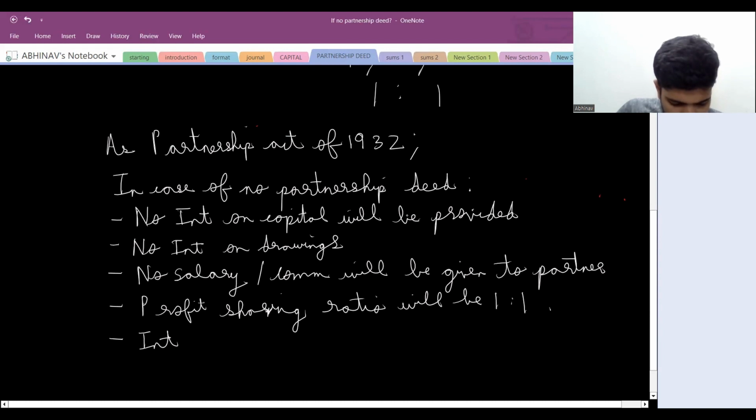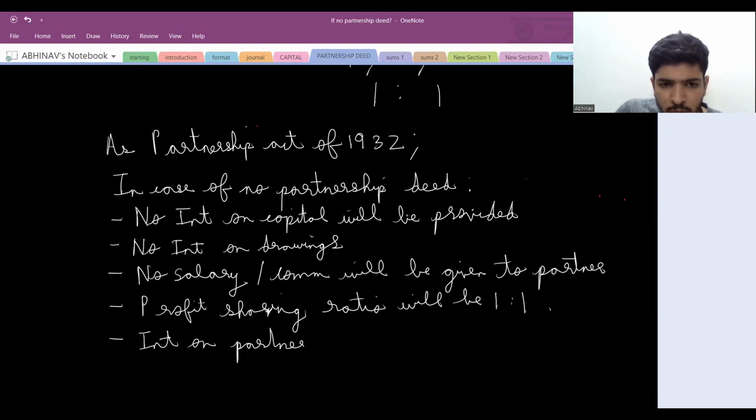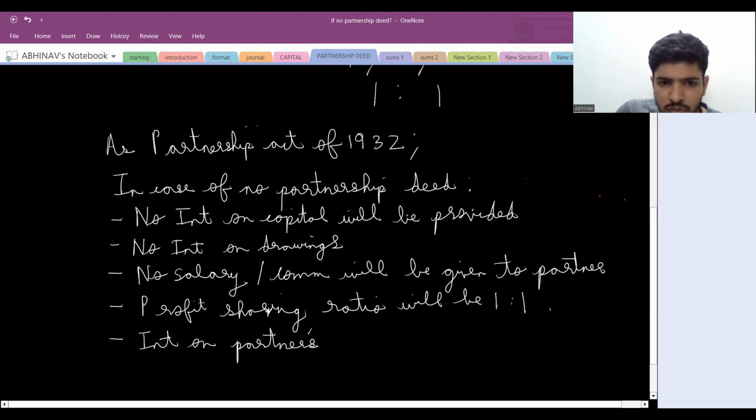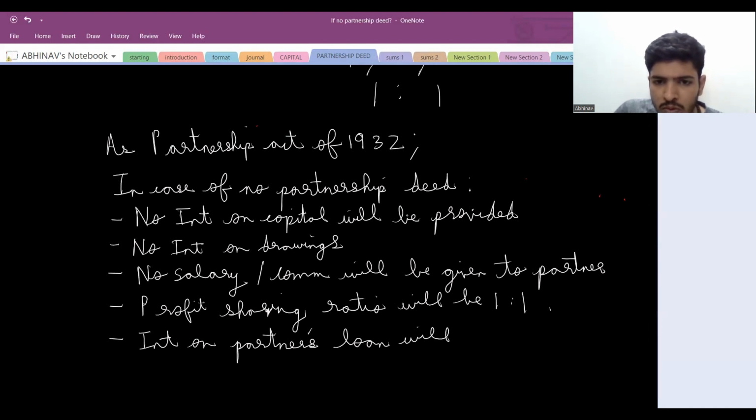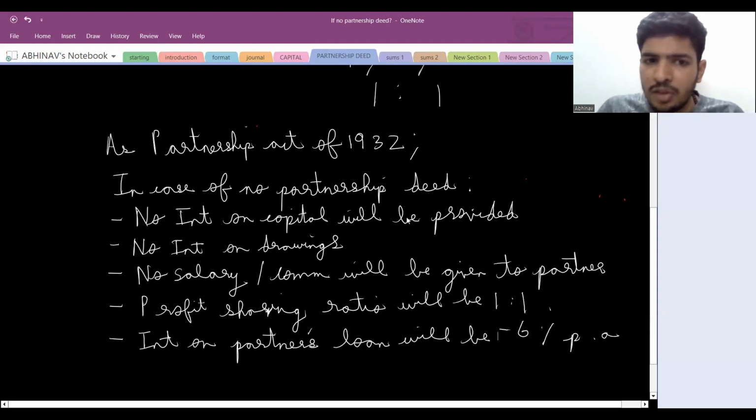And finally, any interest on partners' loan will be 6% per annum. So these are the 5 points that will be followed when there is no partnership deed.